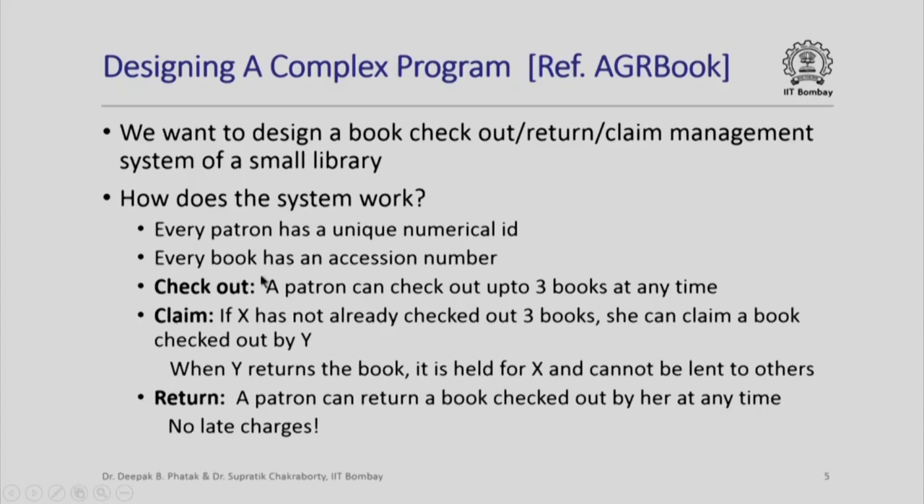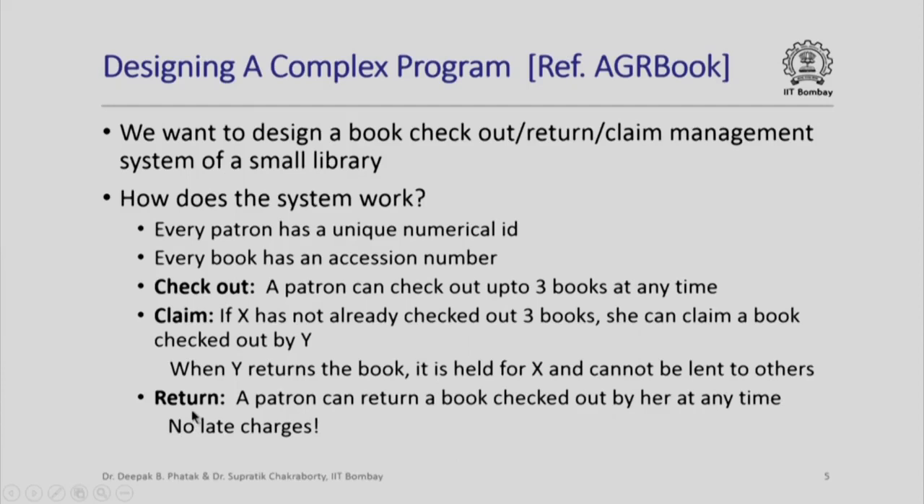A patron can check out a book and she can check out up to 3 books at any time. If patron X has not already checked out 3 books, she can claim 1 book and at most 1 book, which might have already been checked out by another patron Y. What does this mean? If patron X places a claim for a book that is currently checked out by Y, it means that when patron Y returns the book, it is going to be held for patron X and not lent to others. And of course a patron can return a book that she has checked out sometime earlier, and let us say that this is a fairly benevolent small library. There are no late charges for returning books late.